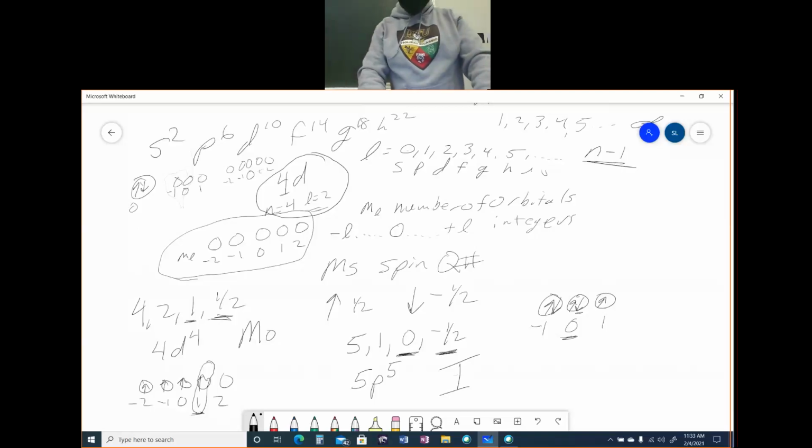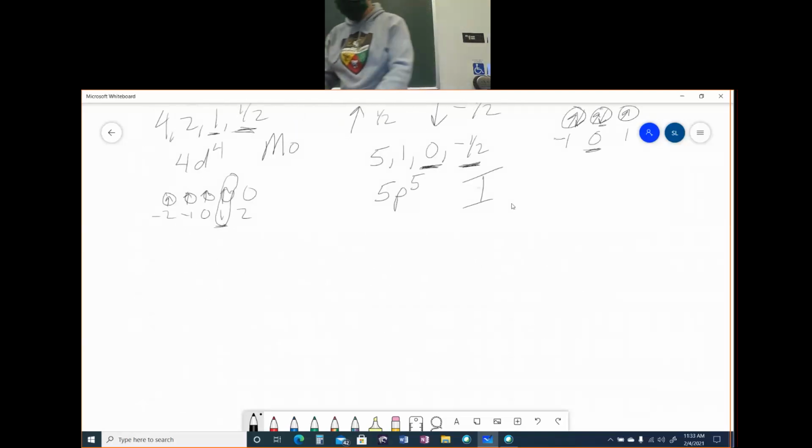And then you just count down and add the numbers until you get to the element that you're looking for. So you have a 1s, you don't have a p until it gets to 2. The first p is a 2p. You don't have a d until you get to 3. And you don't have an f till it's 4. And then the 5g would be the lowest one.